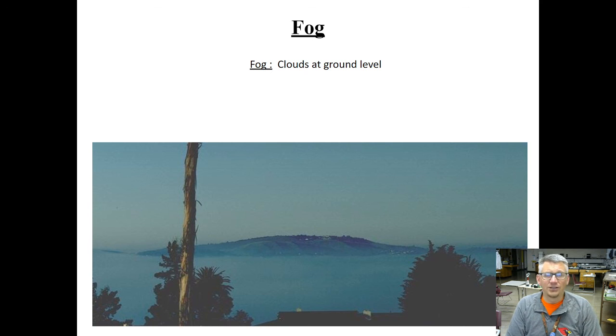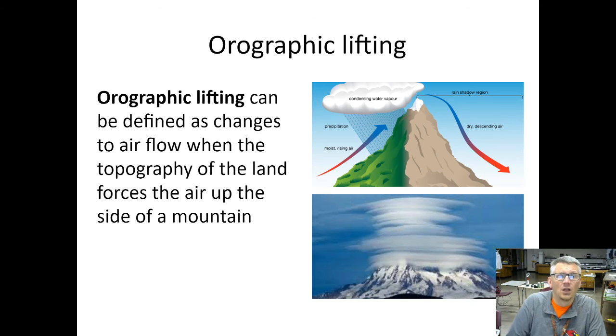Fog. Fog is a stratus cloud at ground level. And in our book, we talk about many different ways that it can form. We can have cold air going over warm water, or we can have warm air going over cold water. There's different ways, but I'm not going to be picky on that. I just want you to understand fog as being a low-level stratus cloud that touches the ground.